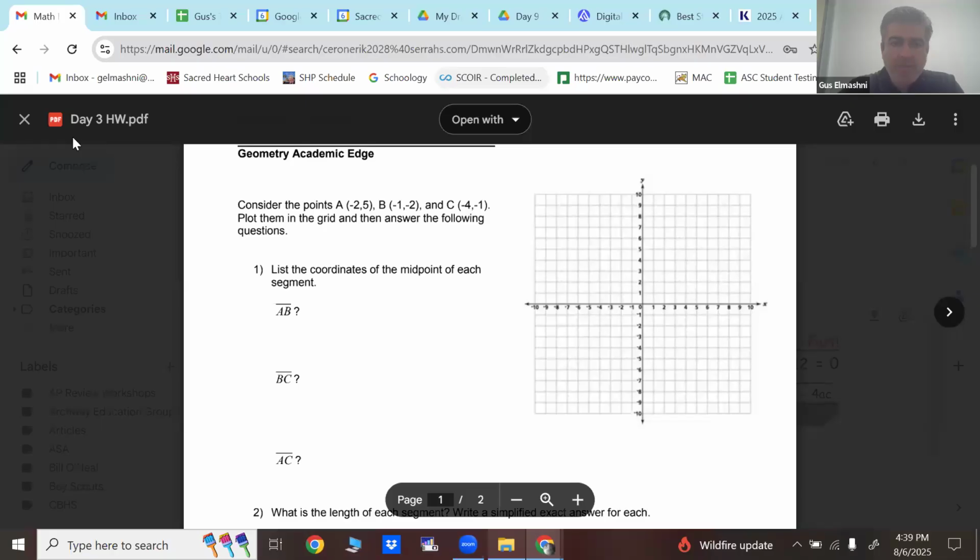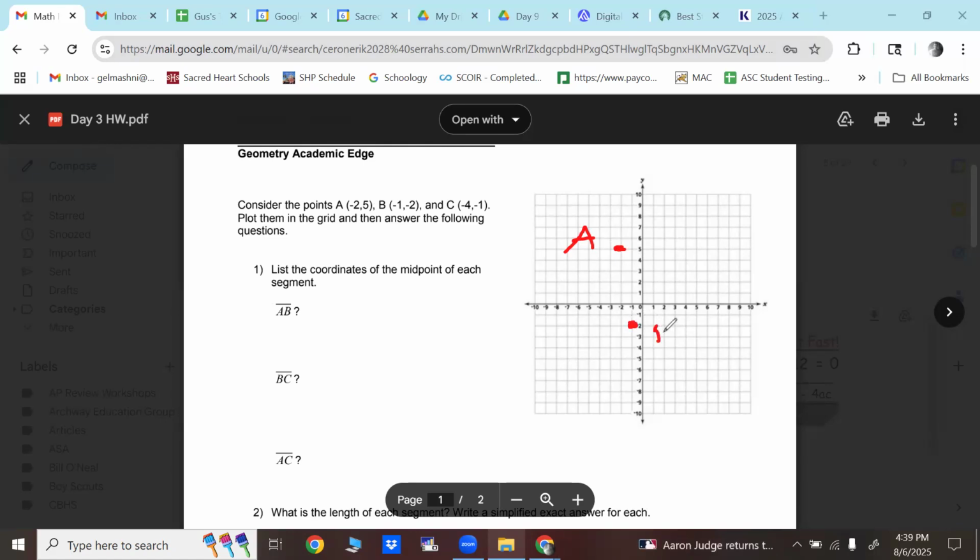Okay, so negative 2, 5. I'm recording just so you can have this to share. So negative 2 comma 5 is right there, and negative 1 comma 2 is right here. Negative 2, sorry. Okay, I'm pretty sure I did place them in the right place then.